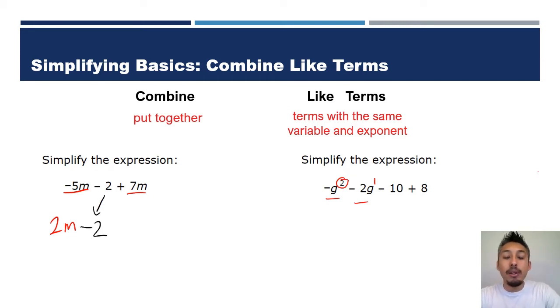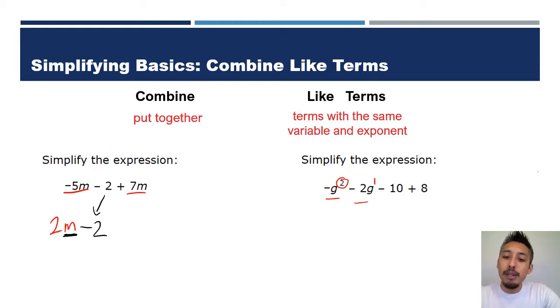Right there. So for this first example, this is your answer. This is how you would simplify it. You combine negative 5m and 7m, it became a positive 2m, you bring down the negative 2, and then that's it. Again, these two terms right here, 2m and negative 2, are not like terms. I cannot combine them because one has a variable and the other one doesn't. They do not have the same variables. They are not like terms. Like we said before, we can't combine the negative g squared and the negative 2g because they have different exponents. They are not like terms.